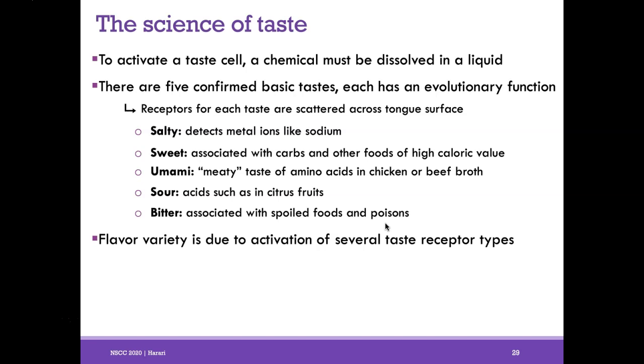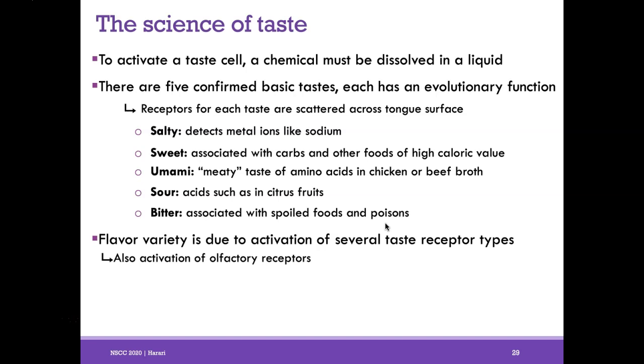So when we perceive flavor, it's due to the activation of several different taste receptor types. When we eat ice cream, it's not only the sweet receptors. We're also tasting some of the sourness from the fruit, some of the saltiness maybe. If it's a chocolate ice cream especially, you have sweet, you have salty, you have bitter. You might have some umami, even some meatiness associated with dark chocolate, and some sourness. So flavor is quite complex.